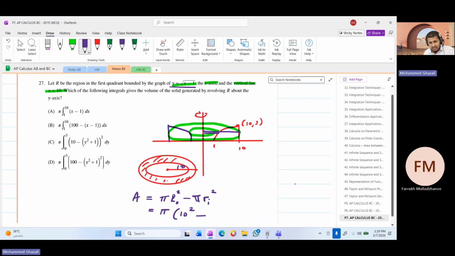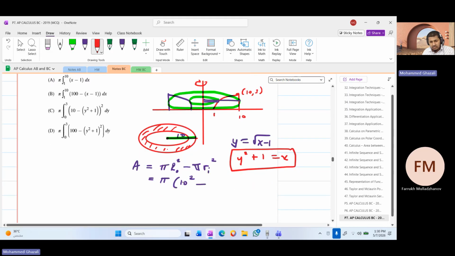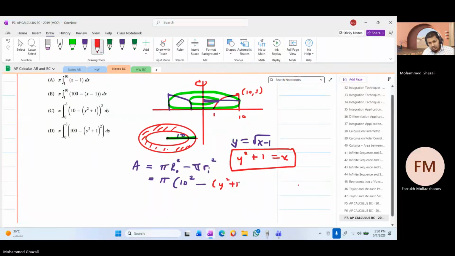So 10 squared minus, what's r inner? R inner: y is equal to root x minus 1. But remember, we're solving for x because we're going horizontal. So y squared plus 1 is equal to x. If you square both sides and take the 1 over, you get this. Now, 10 squared minus y squared plus 1, all squared.